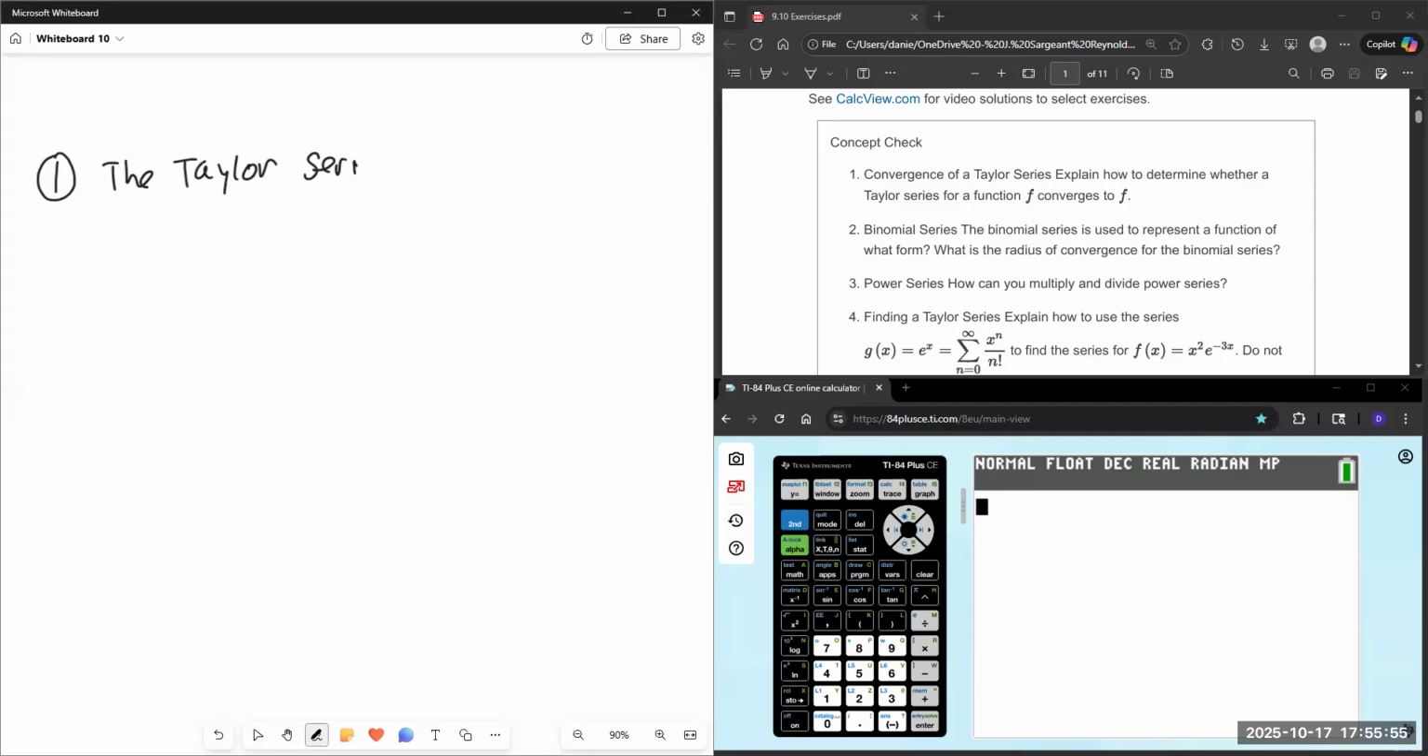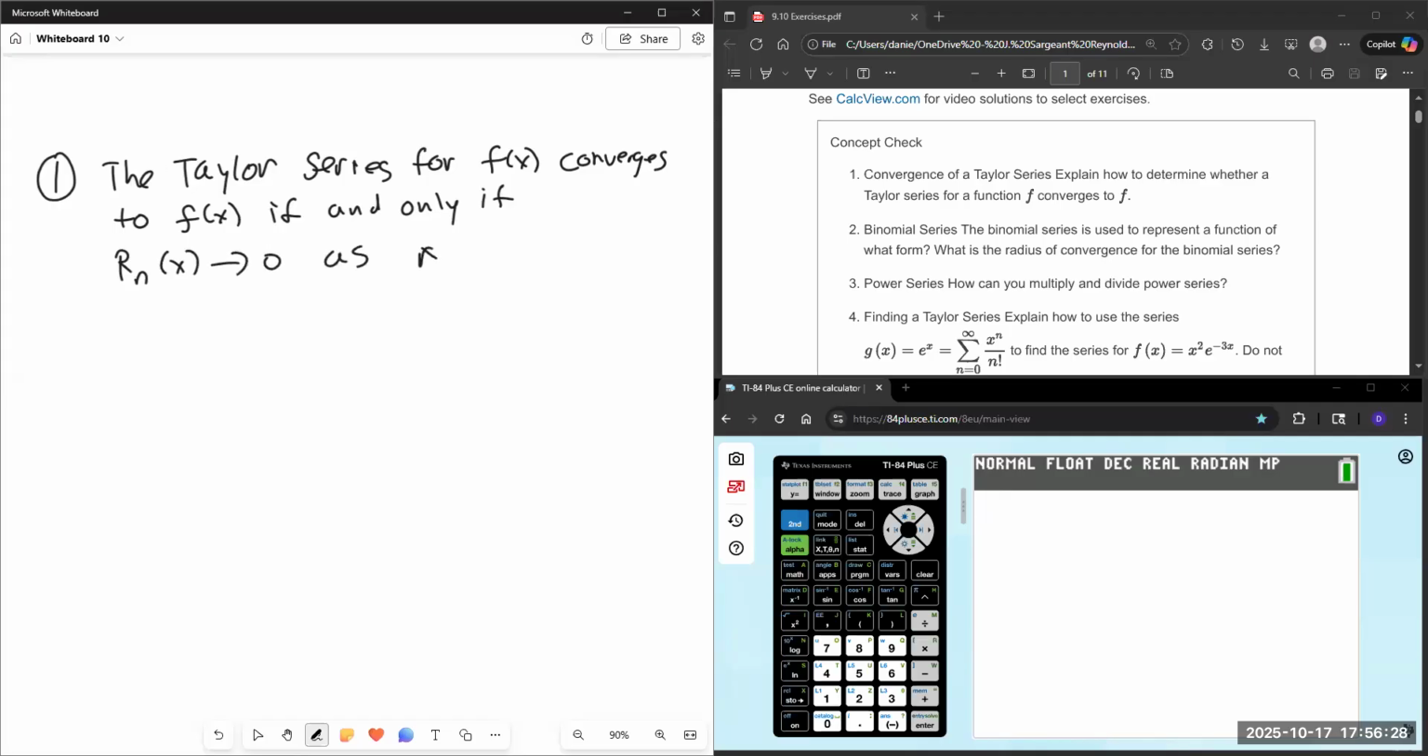The Taylor series for f of x converges to f of x if and only if, and we might abbreviate that IFF. It's math people. R of the nth polynomial is a function of x approaches 0 as n approaches infinity.